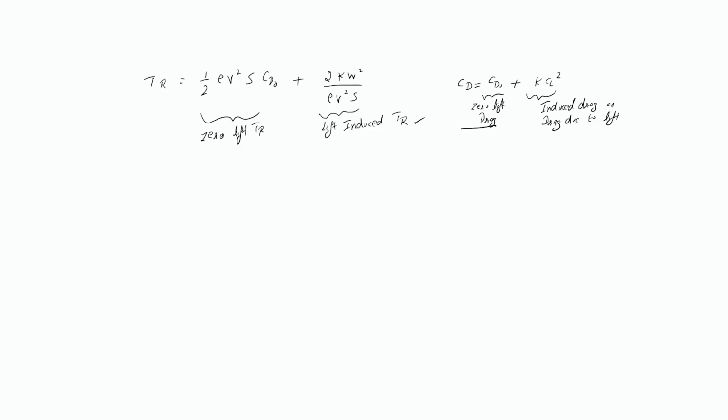Now look at the velocity over here. Here we have velocity in the numerator, that is square of velocity, and here we have velocity in the denominator. Okay, so at higher velocities this term will actually dominate, that is zero lift thrust required will be dominating. This will be very high, but at lower velocities this will be dominating. That means lift induced thrust required will be dominating. Okay, so that is what I will try to plot the figure here, that is thrust required with velocity.